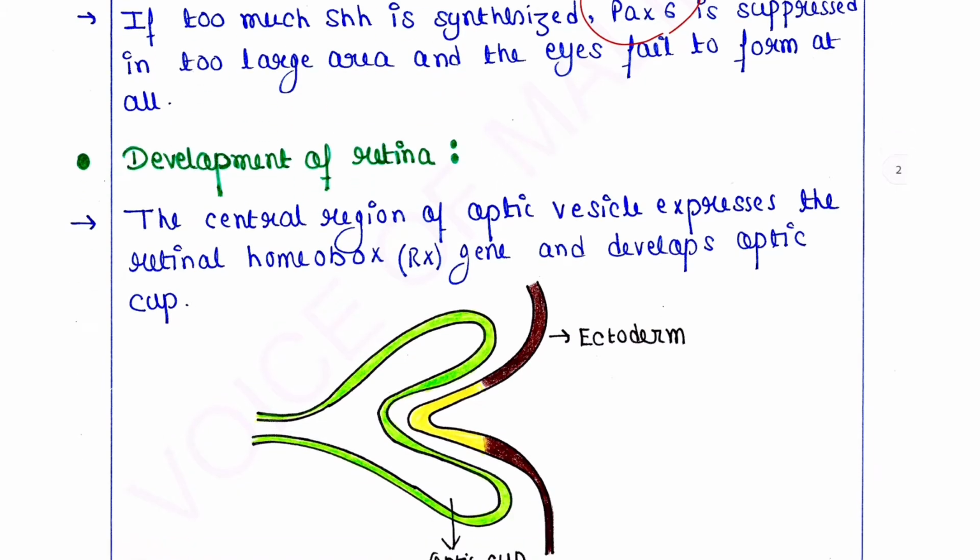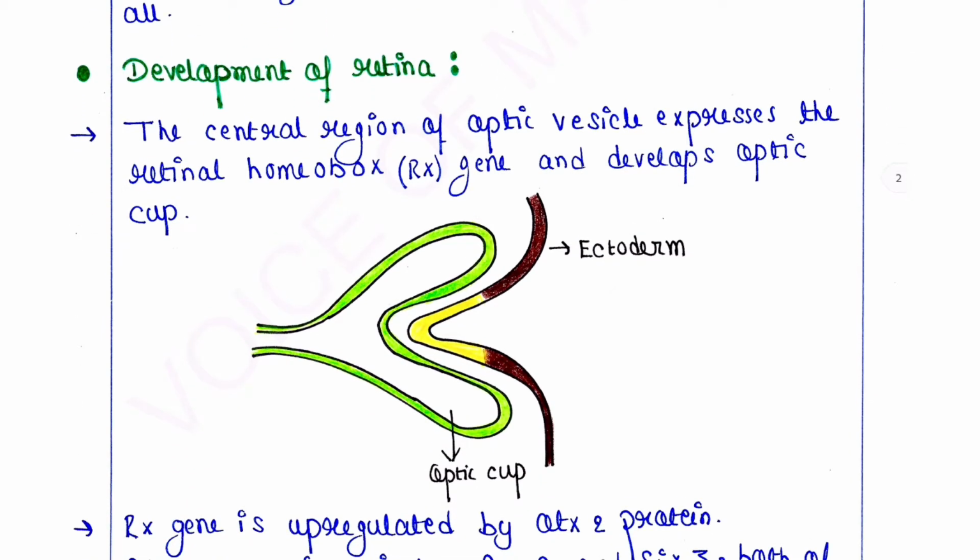Development of retina. The central region of the optic vesicle expresses the retinal homeobox or RX gene. So the RX gene is formed from the central region of the optic vesicle and develops the optic cup. So here we can see this is the optic cup, and it is developed with the help of this RX gene. What is the optic cup? I have explained it in more detail in the development of eye lecture.